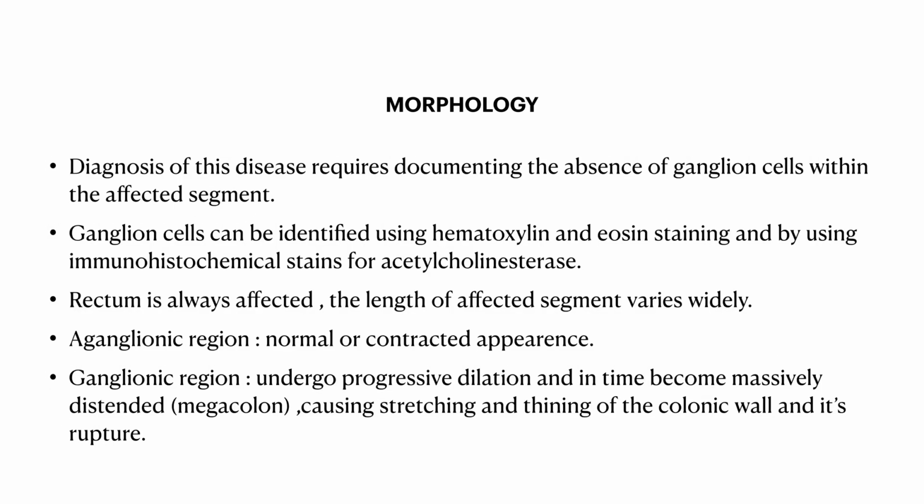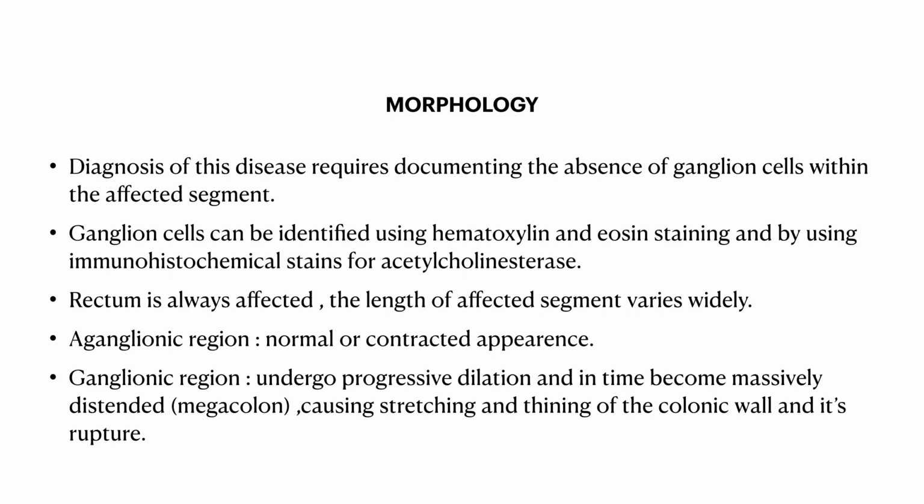Morphology. Diagnosis of this disease requires documenting the absence of ganglion cells within the affected segment. The ganglion cells can be identified using hematoxylin and eosin staining and by using immunohistochemical stains for acetylcholinesterase. The rectum is always affected and the length of the affected segment varies widely. The defect always begins at the rectum and extends proximally for variable lengths.